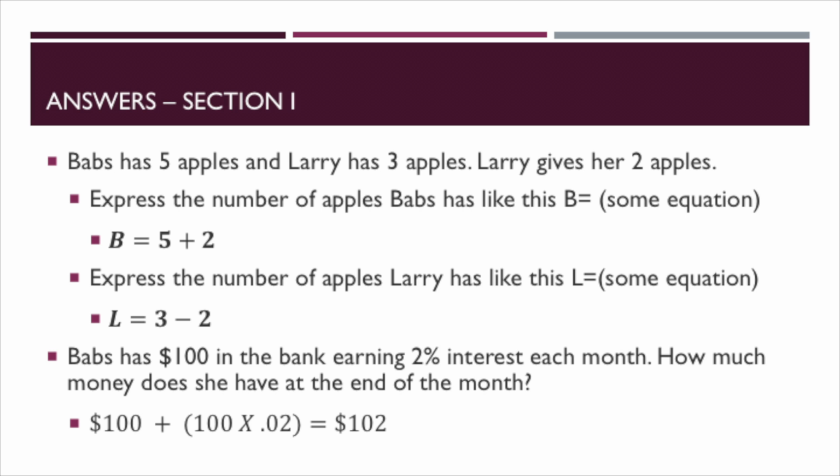Now the last question, Babs has $100 in the bank, earning 2% interest per month. How much money does she have at the end of the month? Well, we have $100 plus $100 times 0.02 equals $102.